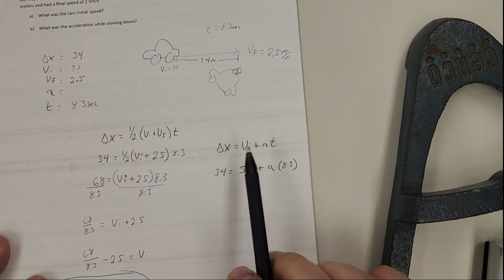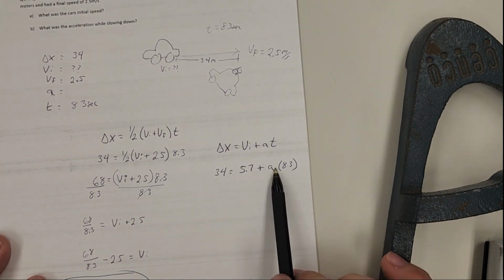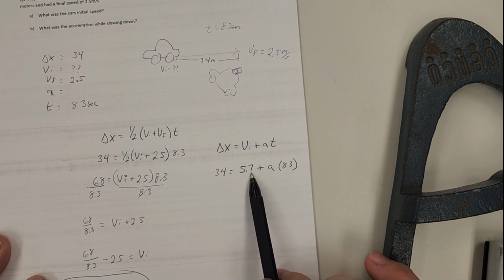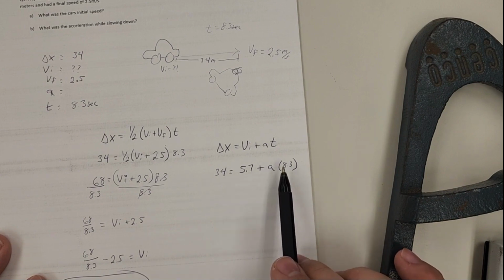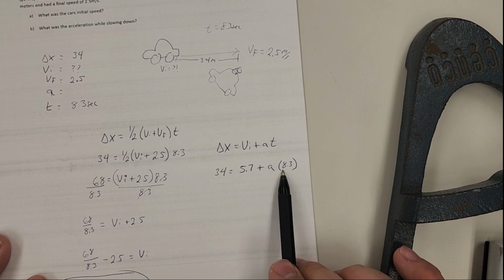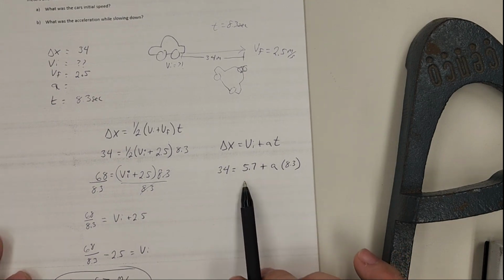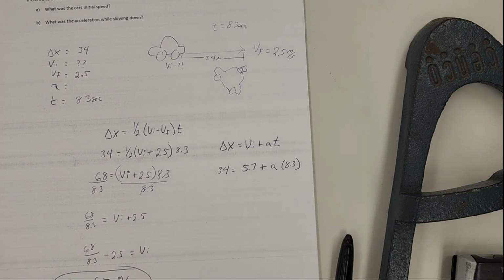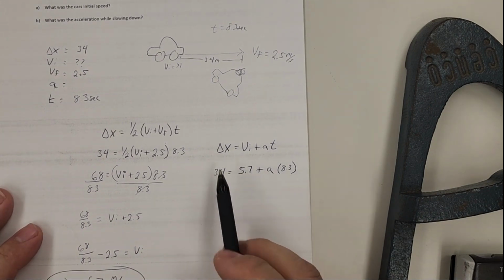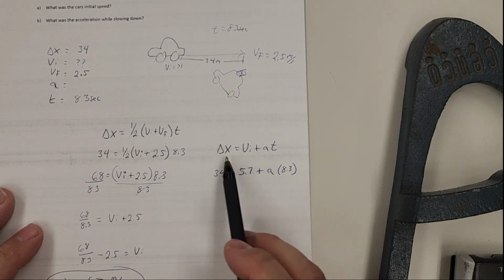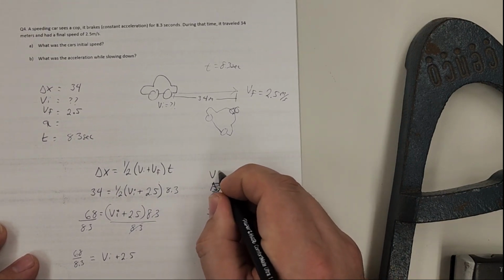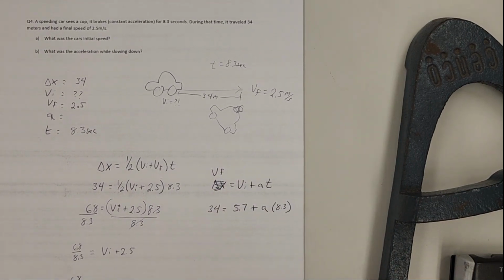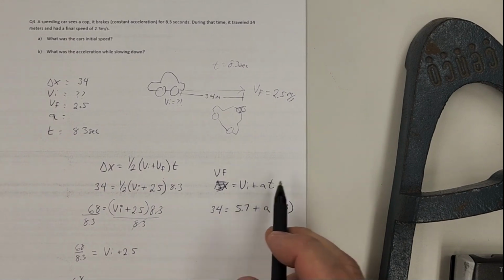So now we need to play the same game. We have an addition going on here. Let's get rid of that by subtracting 5.7 from the other side, and then we'll divide the whole thing by 8.3 for the time. Okay. Oops, and of course I see a mistake already in my problem here. I put down the wrong formula. Always double check your formulas. This should be the final velocity is equal to the initial velocity plus a t.